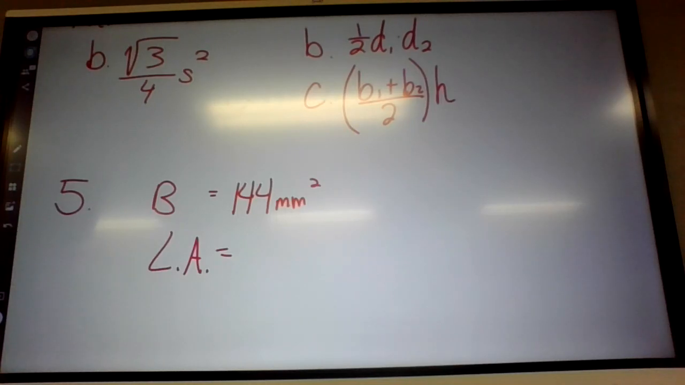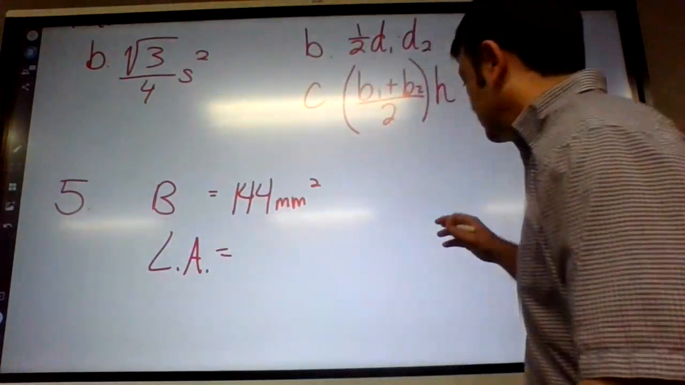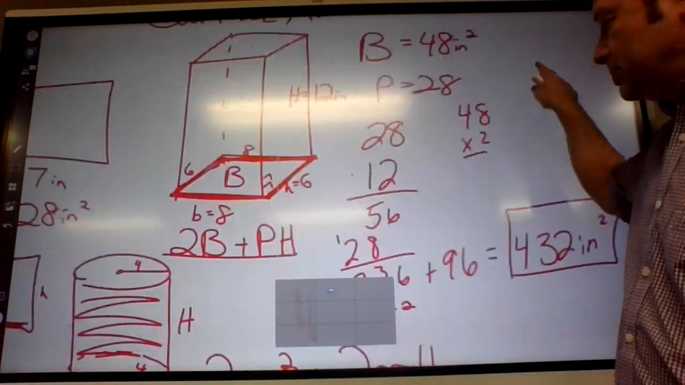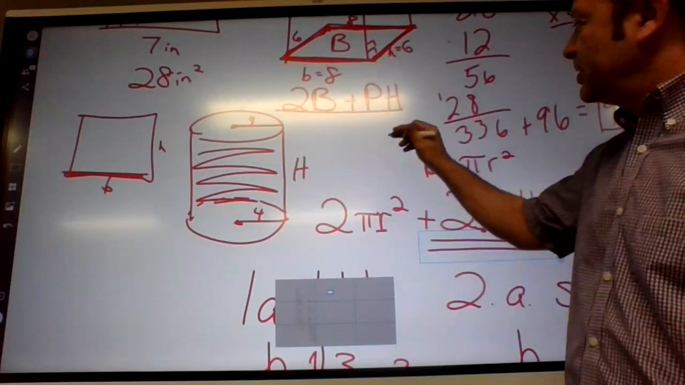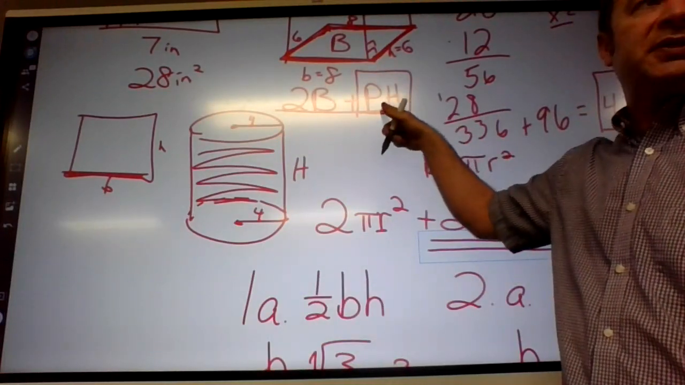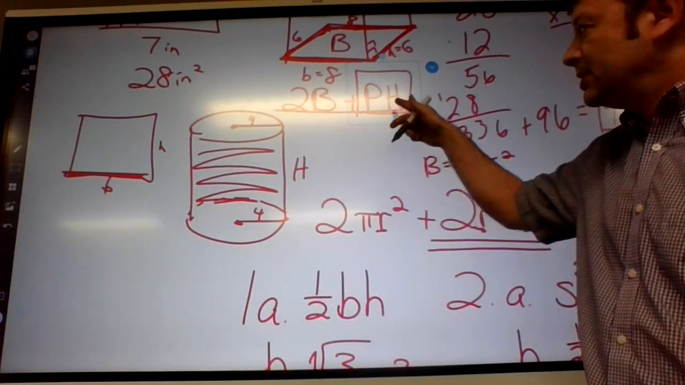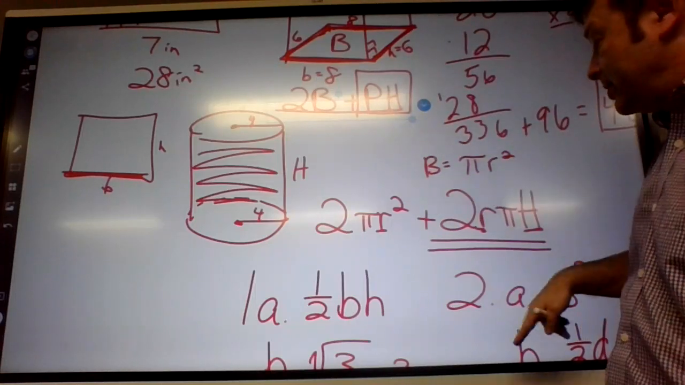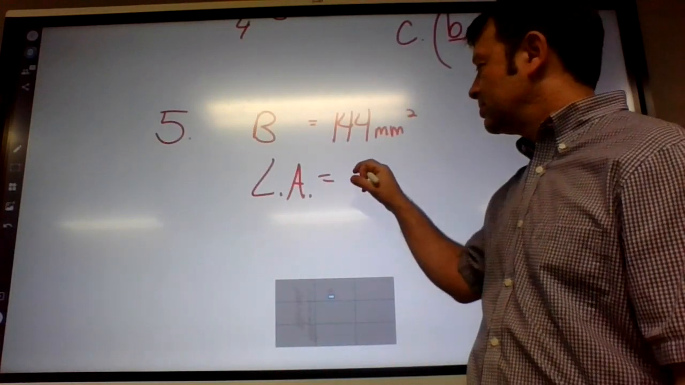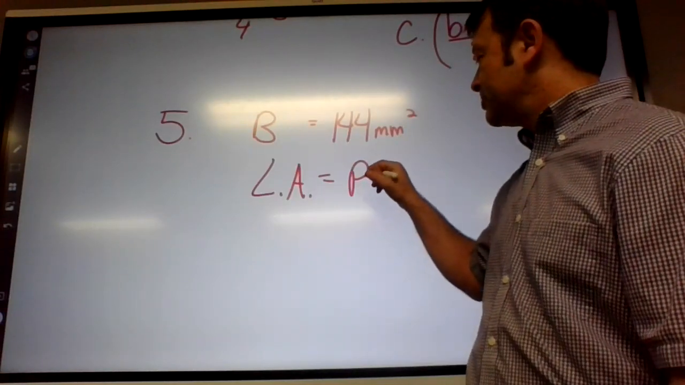Okay, do you guys recall how I said we're going to be finding the lateral area? It's right here. So when I did that problem, I did perimeter of the base times the height of the prism. That'll give us the up and down area. So perimeter of the base times height of the prism.